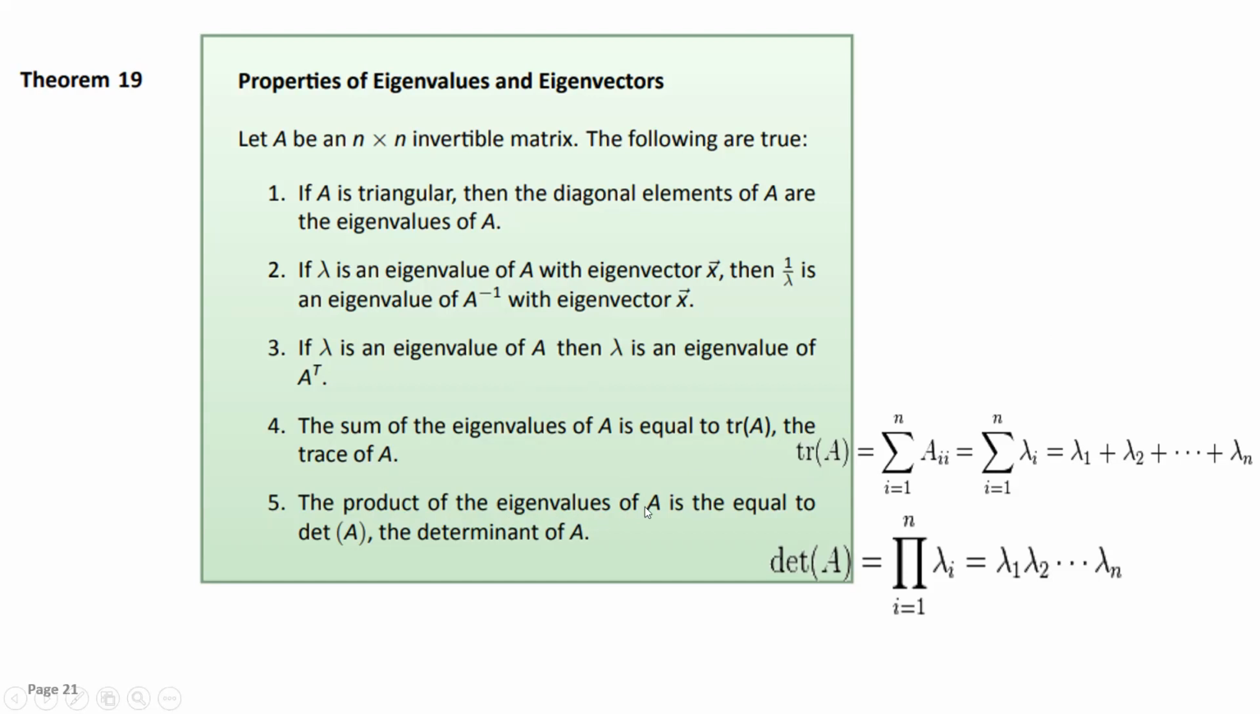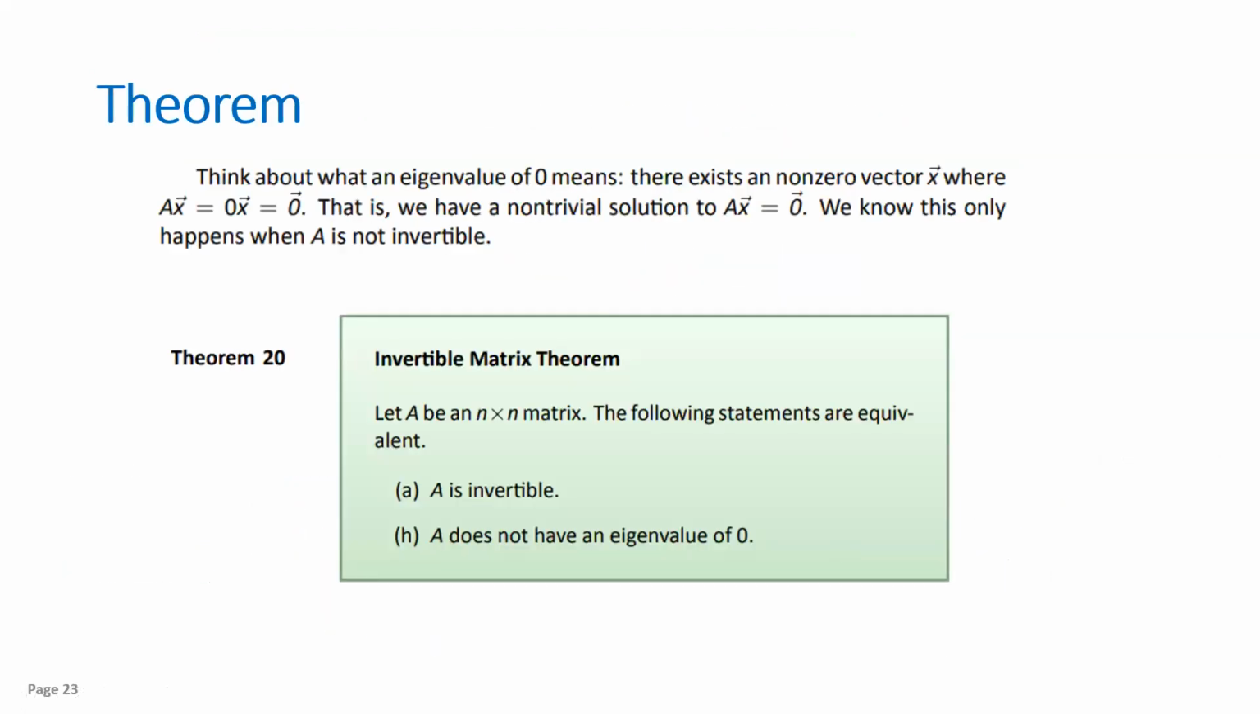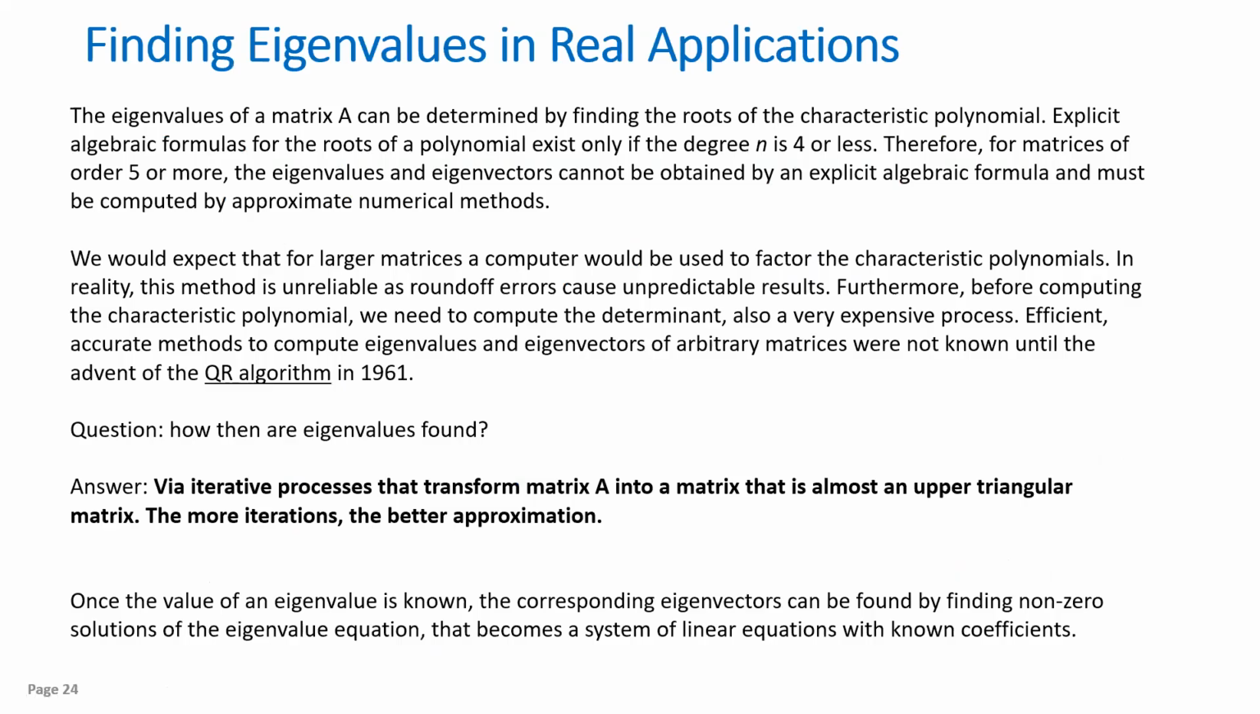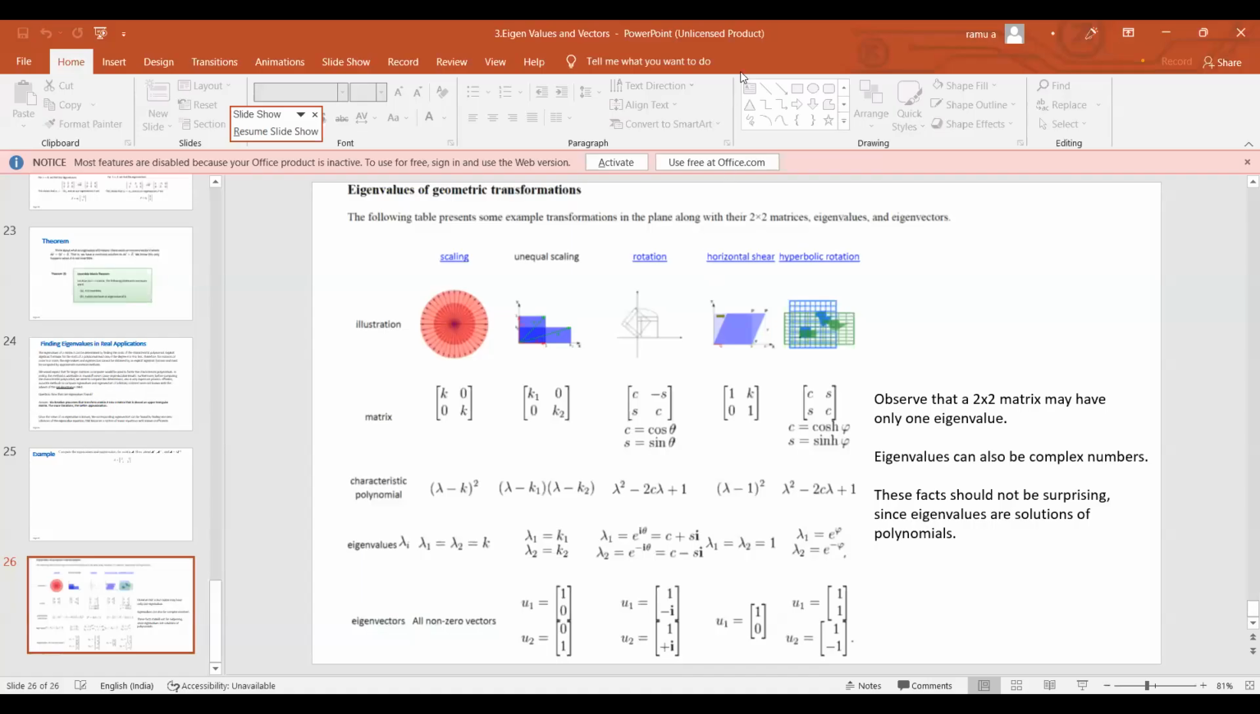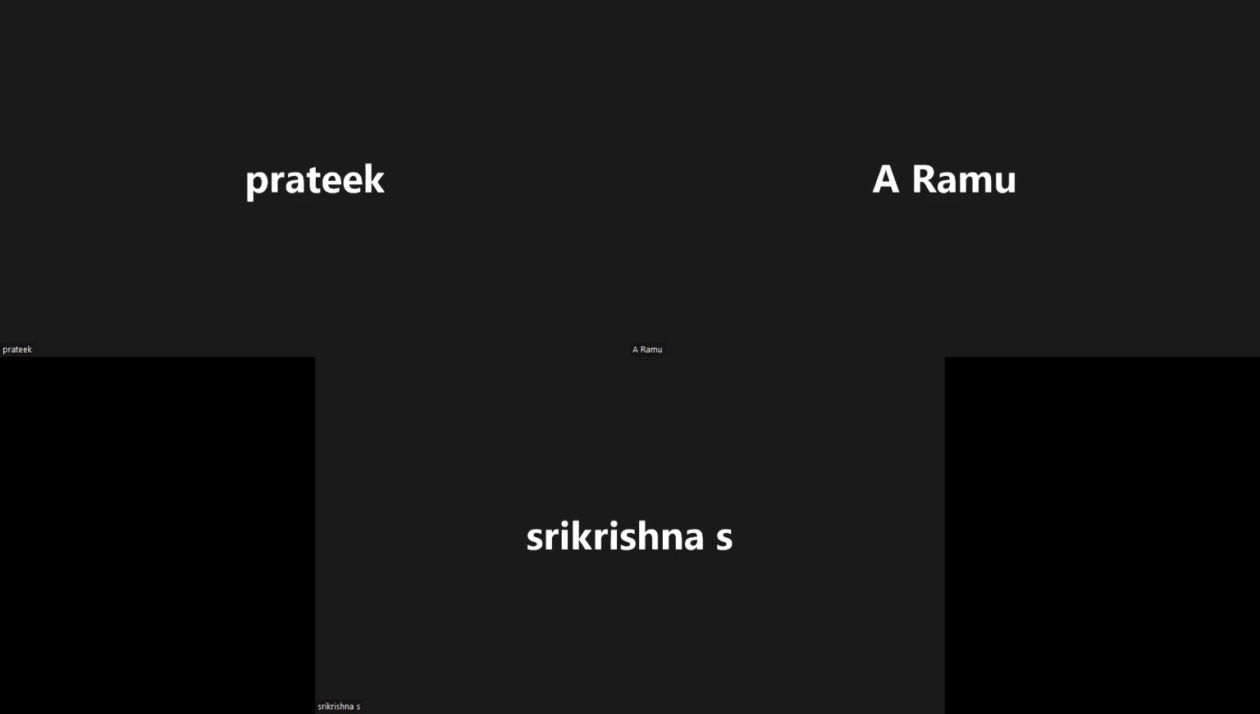The product of the eigenvalues of A is equal to the determinant of A. This is regarding an invertible matrix: whenever a matrix has an inverse, we call it an invertible matrix. So this is regarding eigenvalues and eigenvectors.